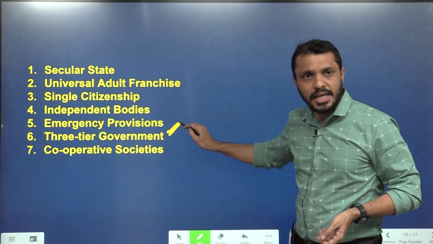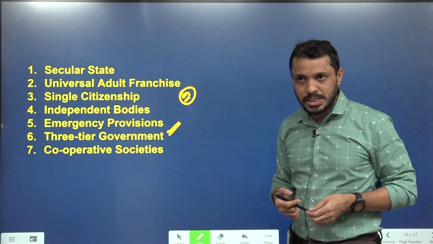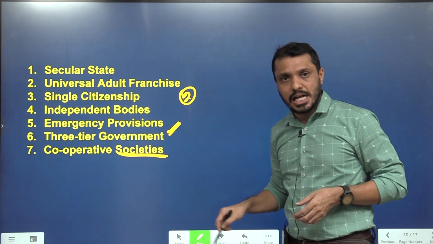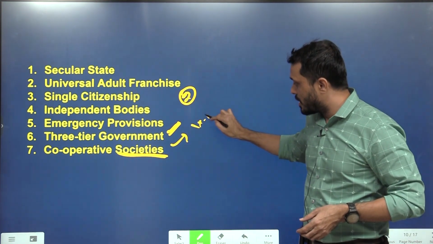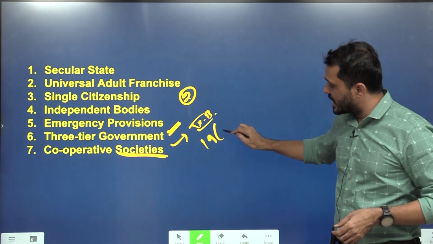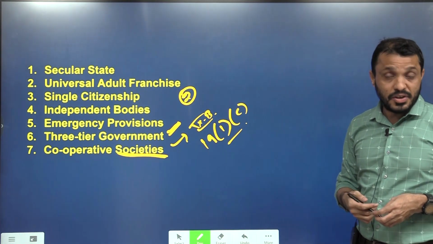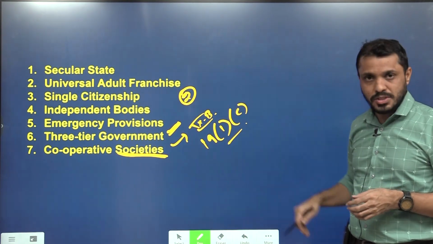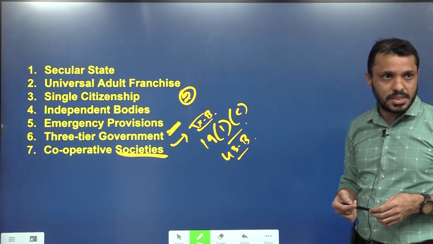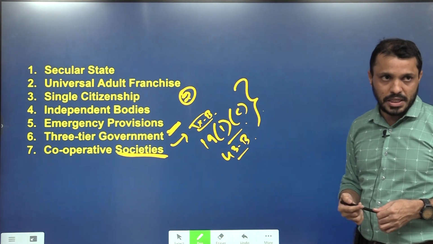Three-tier government. Originally, the Indian Constitution provided only a two-tier government. Later, the 73rd and 74th Amendments added one more government, that is local government. Then cooperative societies were also added later, and in the Indian Constitution, Part 9B is on cooperatives. Of course, in Article 19 Clause 1 Subclause C, the freedom to form associations, unions and cooperatives, you will find cooperatives. Even in Article 43B, in the Directive Principles of State Policy, you will find cooperatives. These are the places where you will find cooperatives.